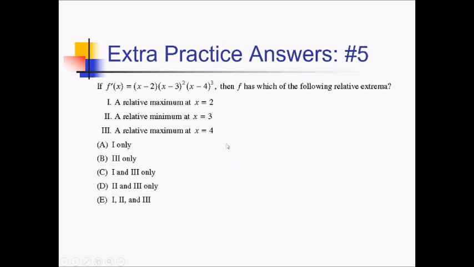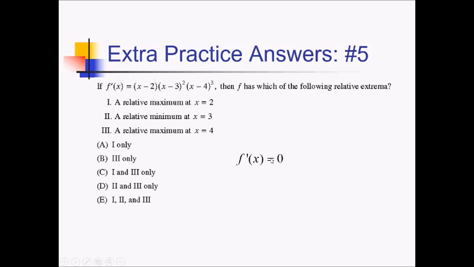For this problem, we're given f prime equals this crazy collection of binomial terms. We want to know which of the following is true about f in terms of relative extrema. So probably the easiest way to do this is just to do some sign analysis on this and then answer these questions. So I've got to set this f prime equal to 0 and find my critical values.